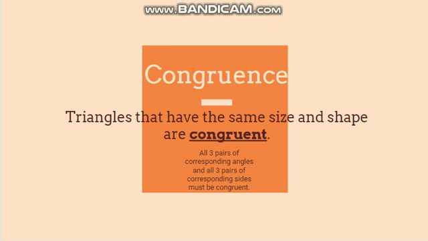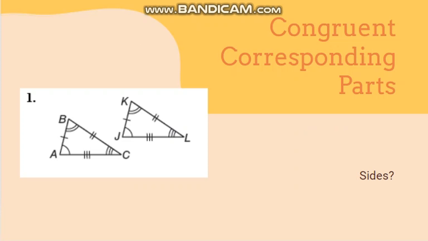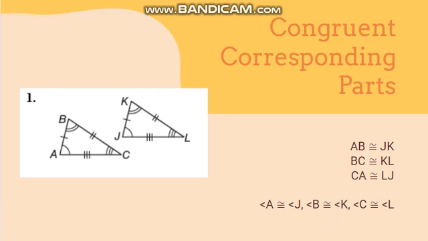So how we write this is very important. When we look at these triangles in our example, we have to write that AB is congruent to JK, BC is congruent to KL, and CA is congruent to LJ. We also have to write that our angles are congruent. Angle A is congruent to angle J, angle B is congruent to angle K, and angle C is congruent to angle L.